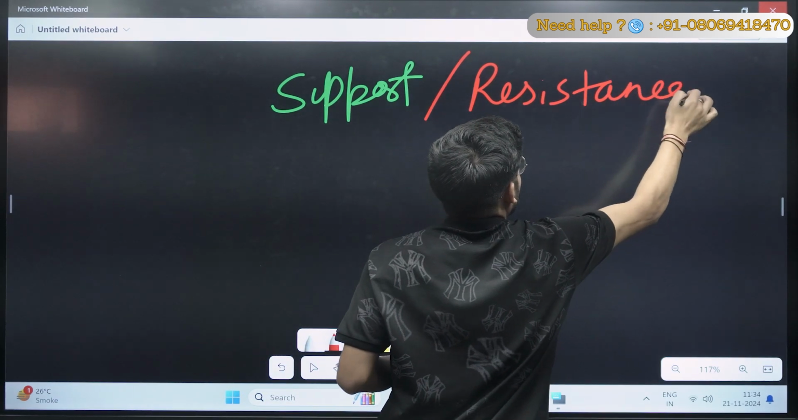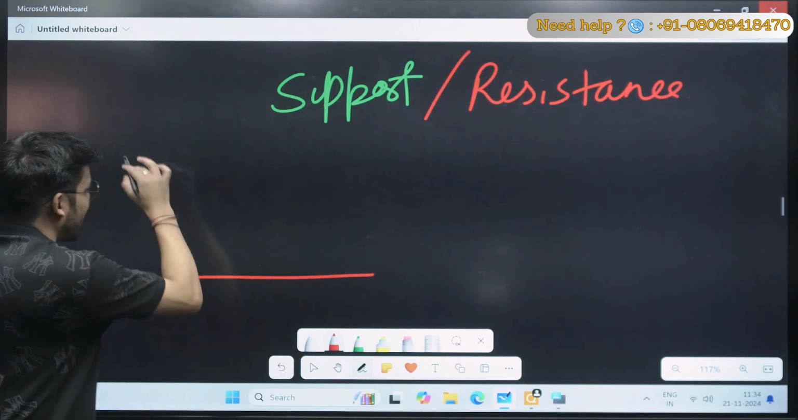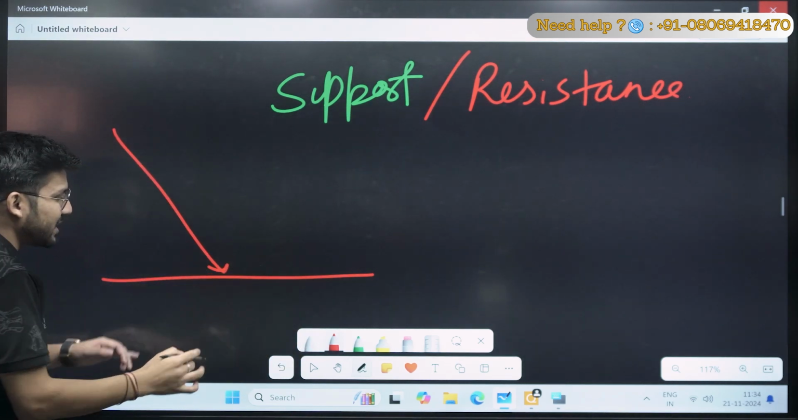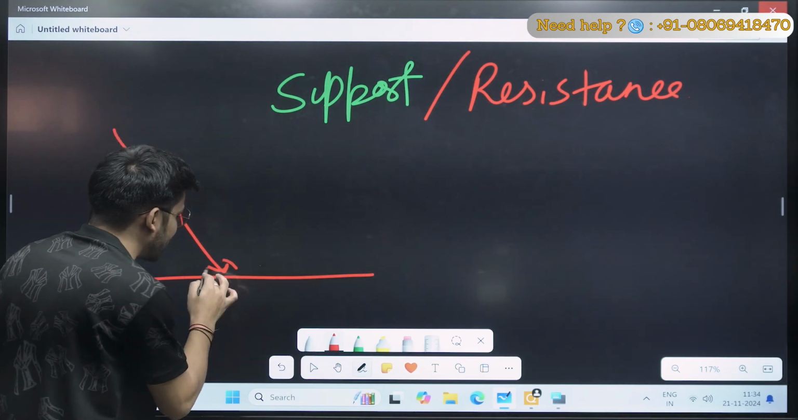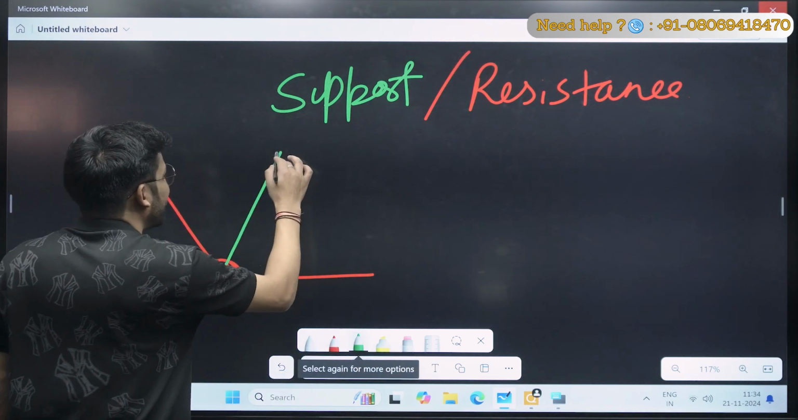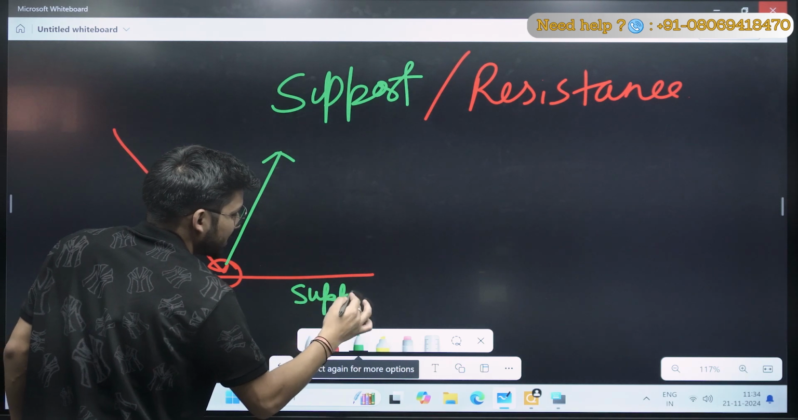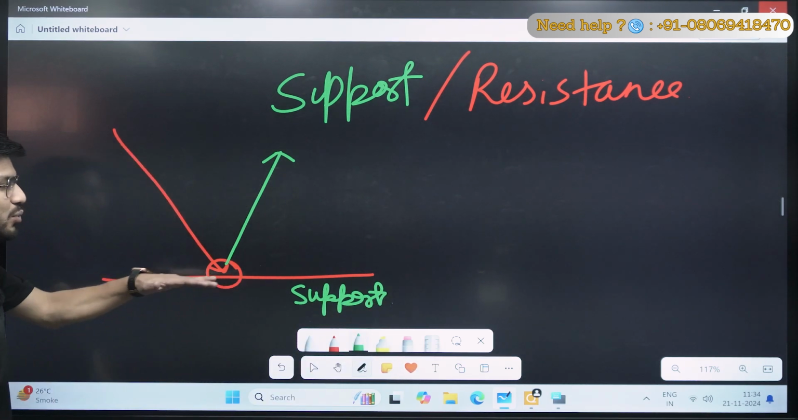Now what we usually mean by support and resistance is very basic. Suppose my market is coming down, and from a certain level it took support, or you can say the price rejected, and then again it goes in the upward direction. That level will act as my support. So the market is taking support here.